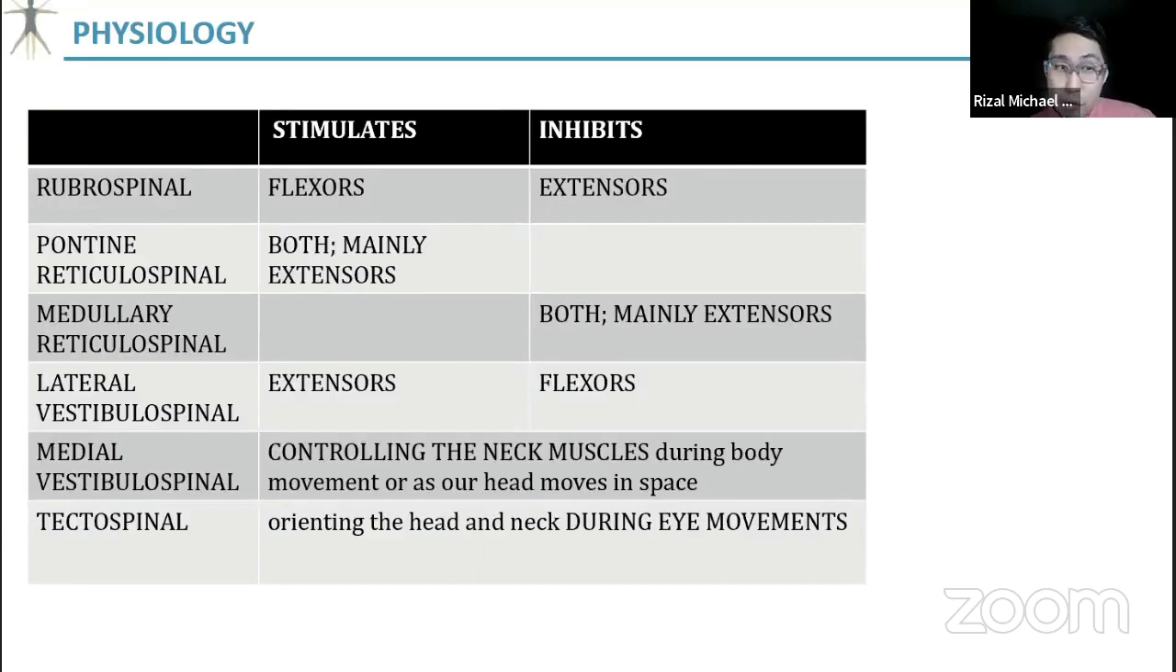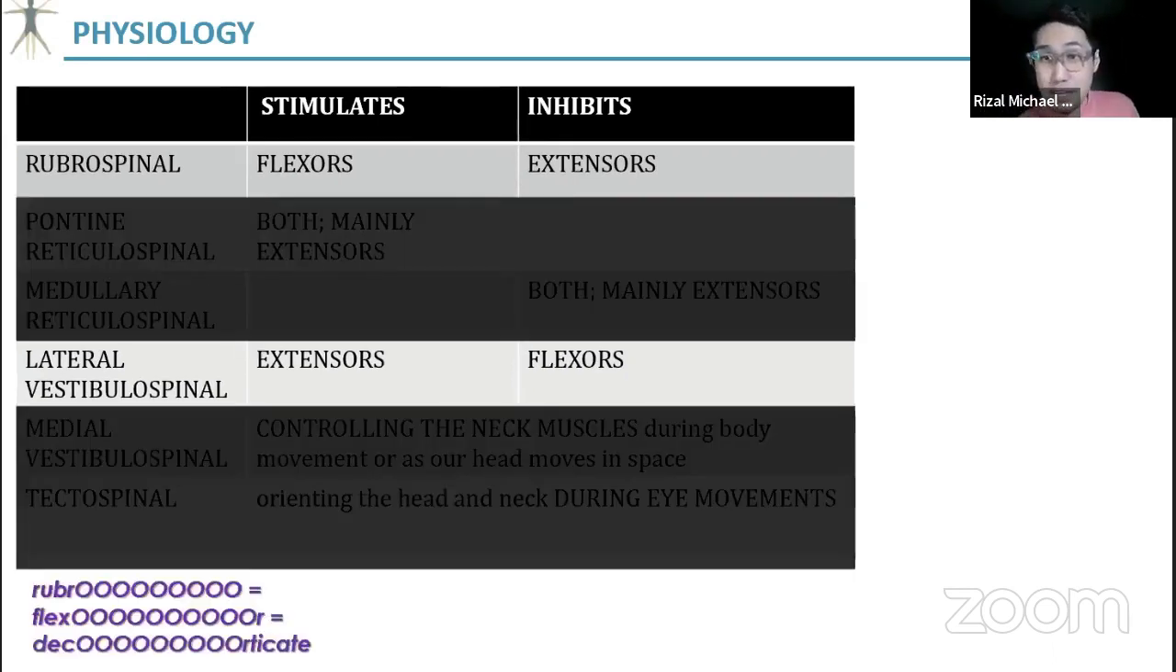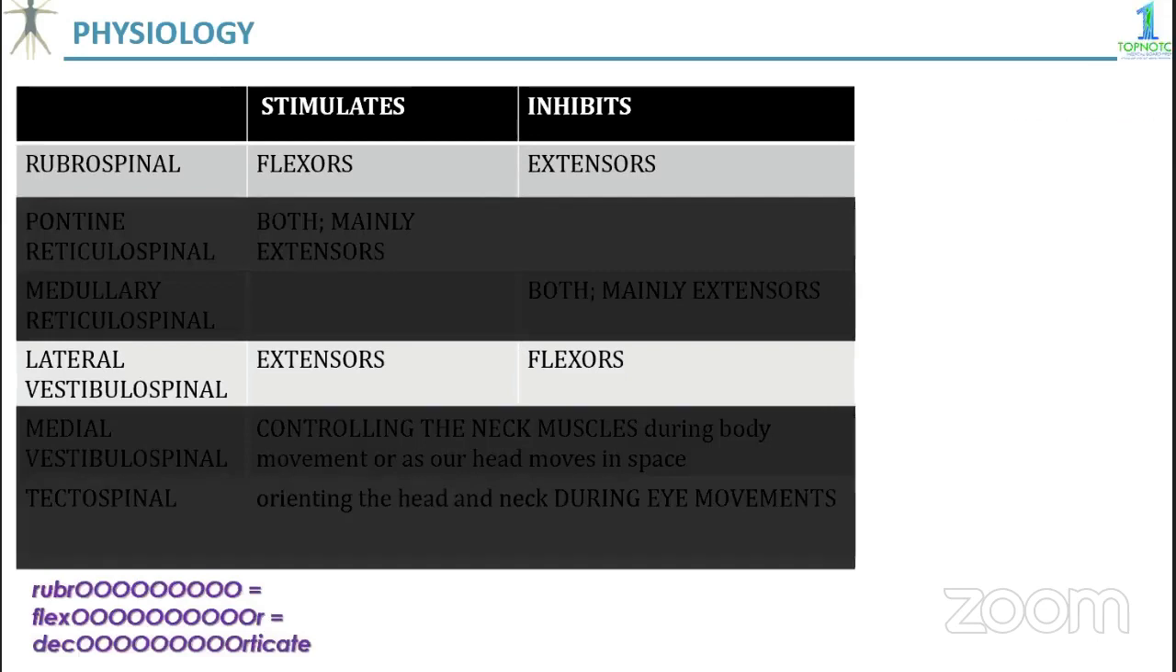So for me, aside sa rubrospinal tract, ang technique ko dito is just like yung kanina, yung side by side ko yung magkakatulad. Ko naman dito yung mga opposites. Like for example, si rubrospinal lateral vestibulospinal tract. Si rubro mainly flexor siya. And then si lateral vestibulospinal tract main extensor naman siya.